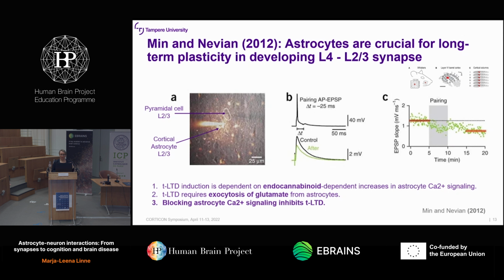Then this tLTD also requires exocytosis of glutamate from astrocytes. This is a controversial topic, whether astrocytes release something in a similar way as neurons. We now know that neurons have this very fast synaptic release, but astrocytes are a bit different, yet they seem to be releasing, and there is more and more evidence for it now. And as I said, blocking this astrocyte calcium signaling completely inhibited the tLTD in their study.